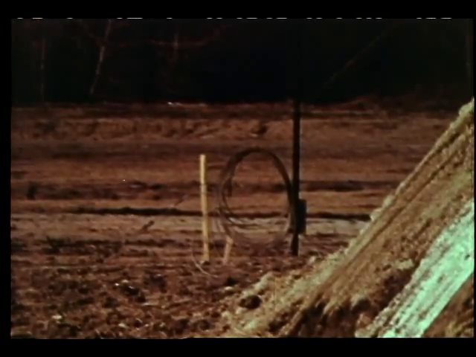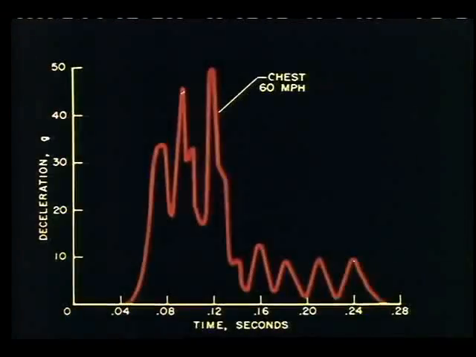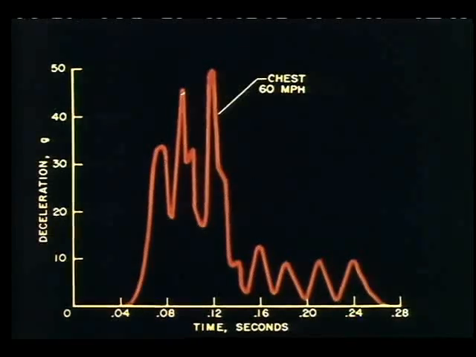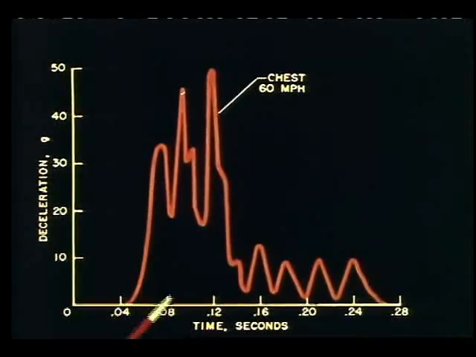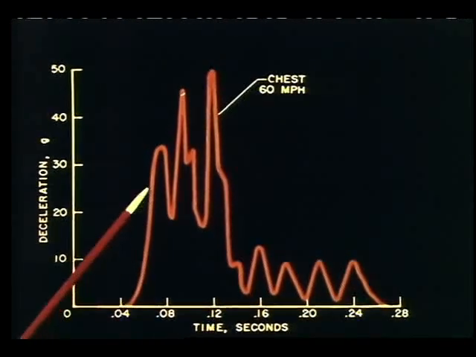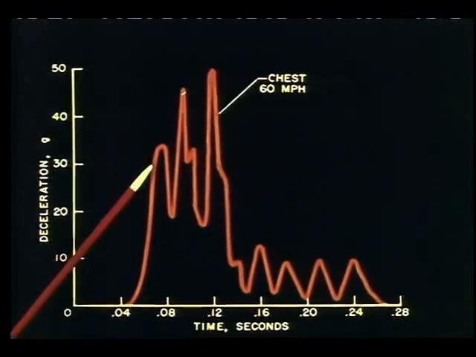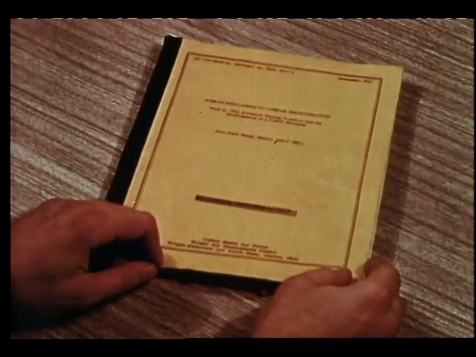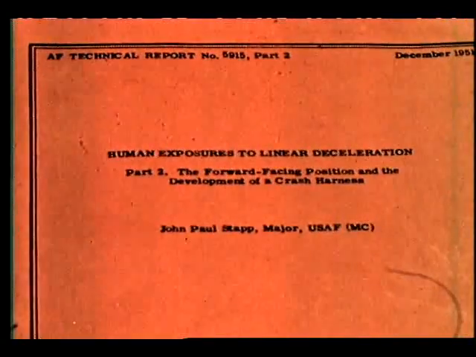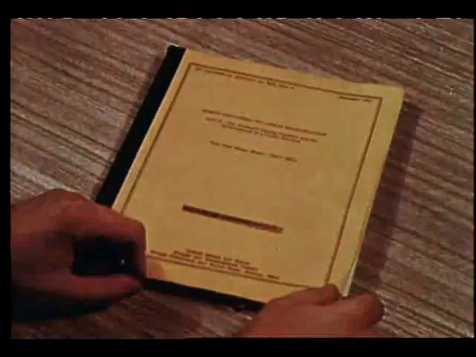Even if the occupant is properly restrained during a crash, he may still be injured by the decelerations he encounters. The severity of the injury received from a deceleration depends on the magnitude of the deceleration, the rate at which it increases, commonly called the rate of onset, and the duration of the deceleration. These conclusions were reached from the work of Lieutenant Colonel Stapp in the report entitled Human Exposures to Linear Deceleration.